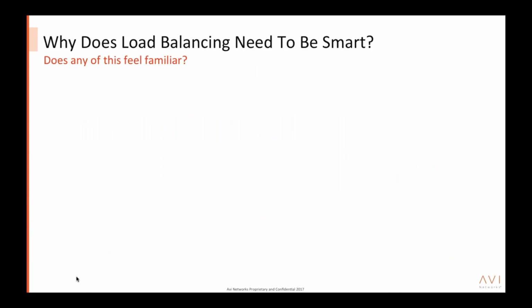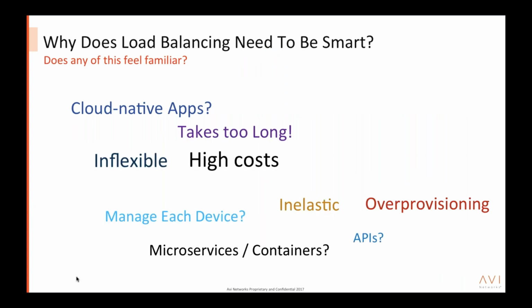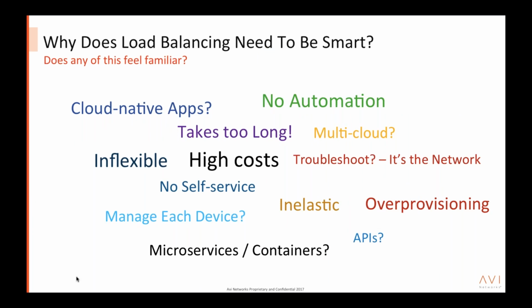I'm sure some of the problems that I'm going to show you are familiar to you. If you're managing load balancers or, in general, any networking appliances, you have appliances to manage. You have to worry about capacity management, and on the other hand, you might have to over-provision. It's expensive, it's inflexible, it's painful to troubleshoot. And then how do you take some of these to a cloud environment or automate it? These are the problems that we need to address by making the load balancers smart.